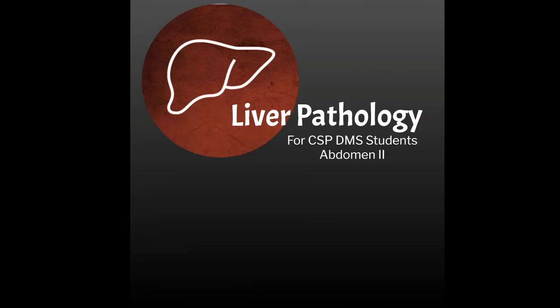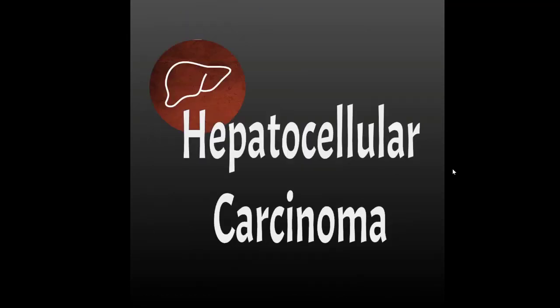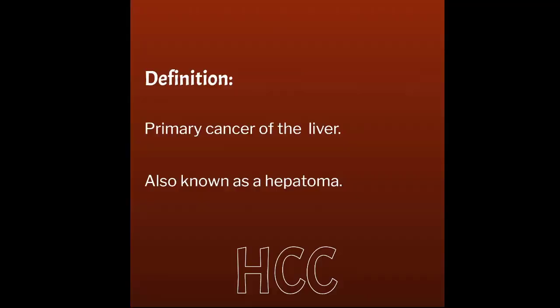Hello and welcome back to another pathology lesson in which we've been looking at abdominal pathology. This lesson is going to cover the 5th part in the 5-part series of liver pathology, in which we are going to focus on malignant liver disease. We're going to begin with hepatocellular carcinoma.